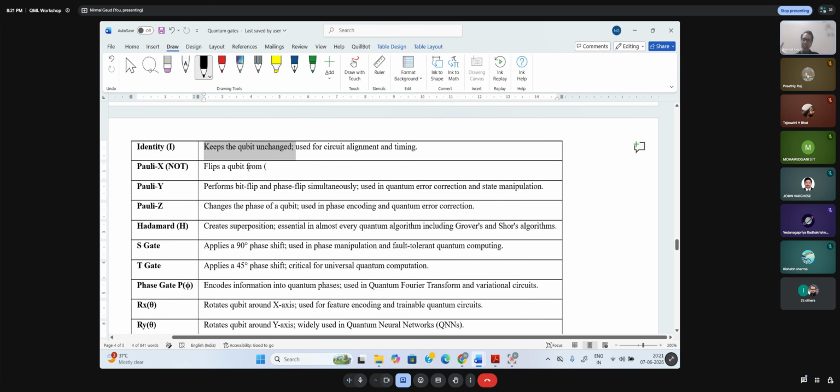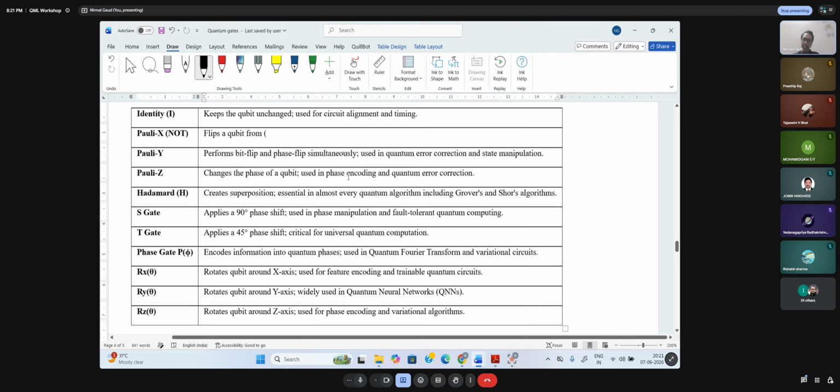X naught will change the qubit, flip the qubit from 1 to 0 and 0 to 1. That will happen. Y will again flip the bit and flip the phase also. It is used for error correction and state manipulation. Z will change the phase, used in phase encoding and quantum error correction. Things are very much in detail, and it's a separate topic to learn and understand.